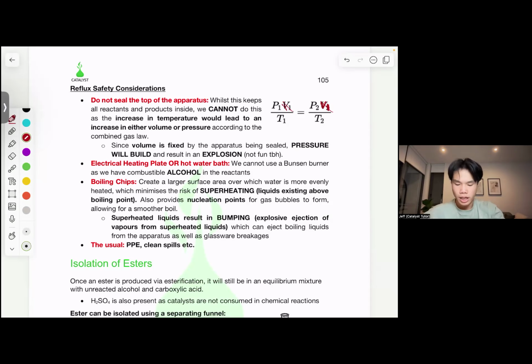So when you increase temperature as you heat, going from T1 to a larger T2, the only way to keep P1 on T1 equal to P2 on T2 is if pressure rises as well. And obviously, if pressure rises within your flask, there'll be a large outward force against the walls, leading to an explosion as the pressure builds. So you don't want to seal your apparatus for that reason.